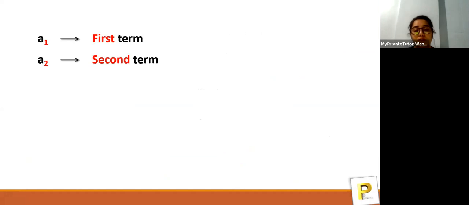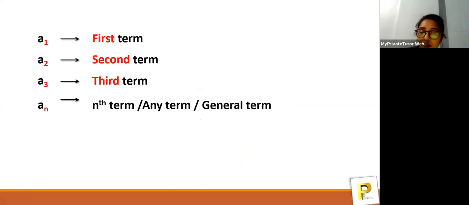Okay, so the next part is, again, I'm just revising this part: A1 is the first term, A2 is the second term, A3 is the third term, and An is what? It is the nth term. I told you earlier that I'll be telling you what it is. So it is the nth term. Nth term means any number that you want to find, any term.